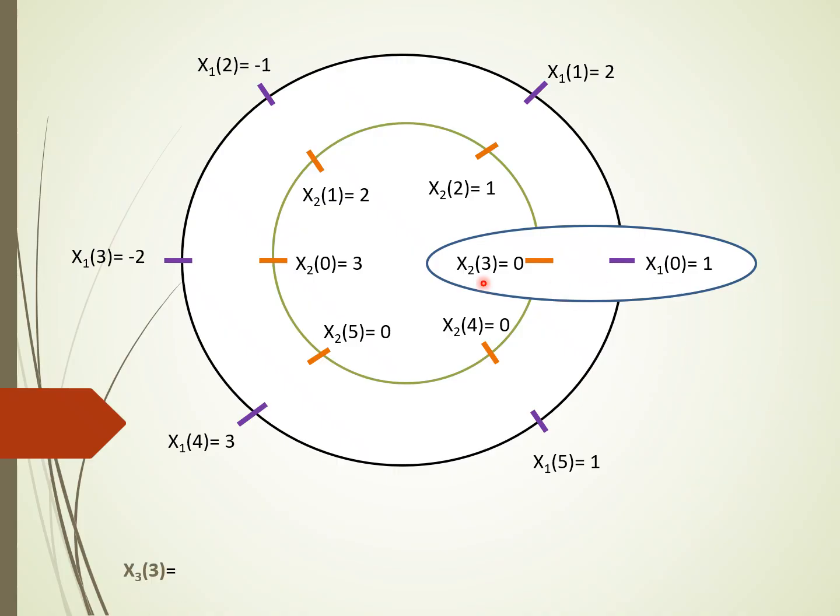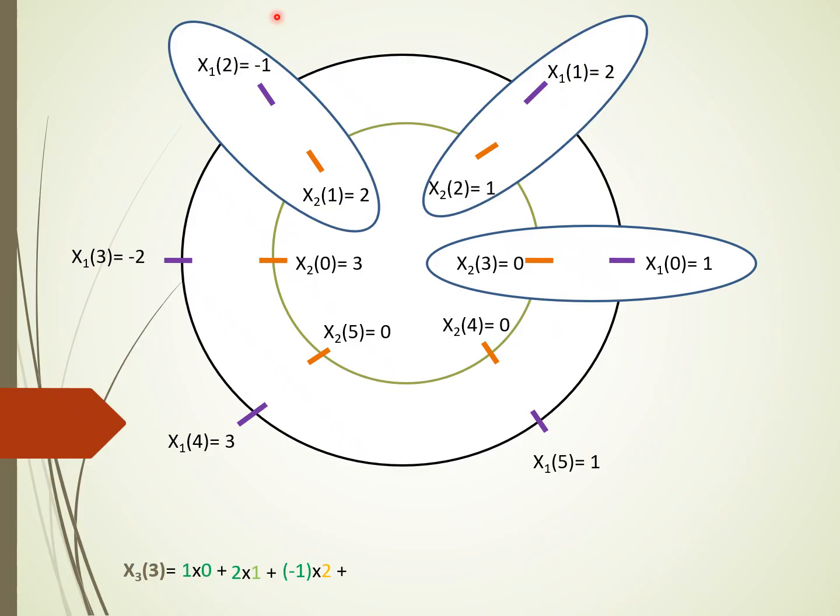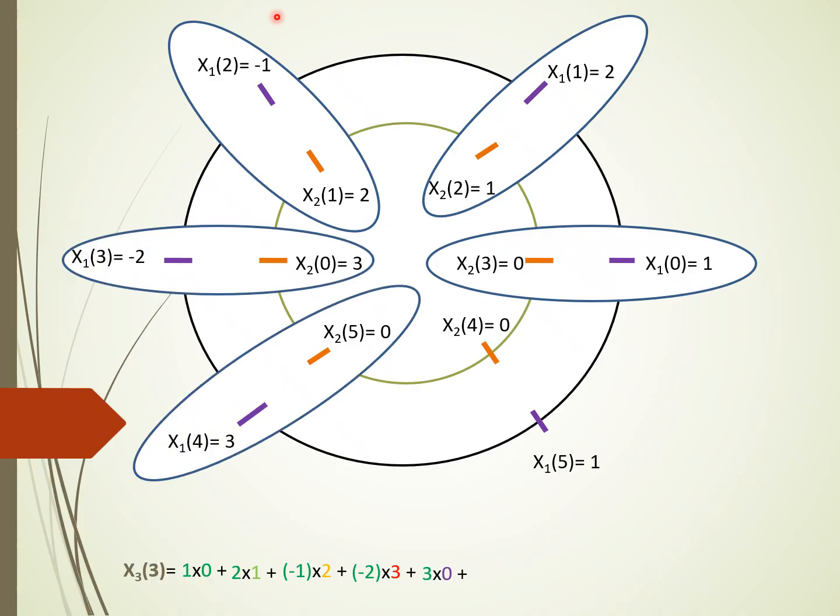So multiply the subsequent values of the outer circle and the inner concentric circle. In this case, it is 1 into 0 plus 2 into 1 plus minus 1 into 2 plus minus 2 into 3 plus 3 into 0 plus 1 into 1. And the answer is minus 6. So moving on to find out the value of the next element, which is x3 of 4.